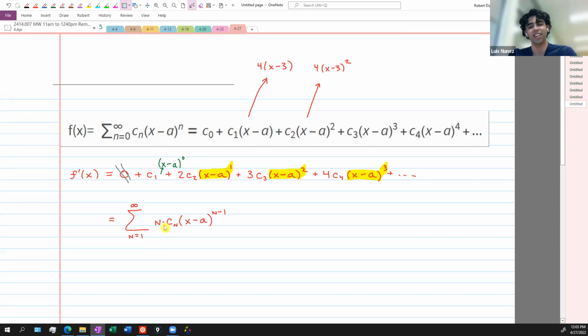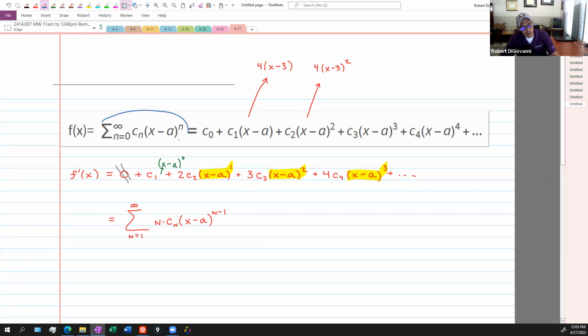This formula would do it, right? If n equals 1, I get 1 times c sub 1, x minus a to the 0, which would be this. If n is 2, I get 2 c sub 2, x minus a to the first. That's this one. If n is 3, I get 3 c sub 3, x minus a squared. That's this one. This formula works, right? You understand? Yes? But look, check this out. This is actually pretty cool. If you take what we started with, right?